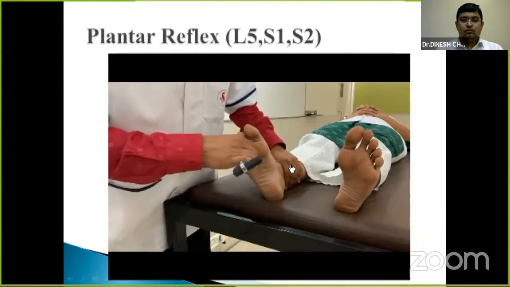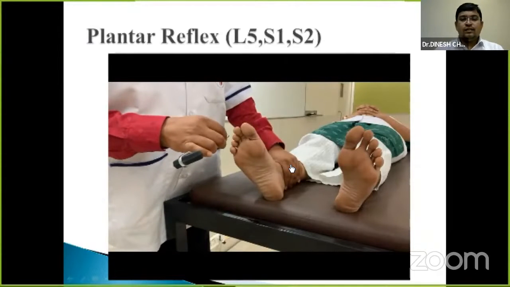So see the response. In the plantar reflex, when it is positive, that means the Babinski sign is positive. That means extension of the great toe and fanning of the other toes with dorsiflexion. That's called Babinski sign positive. Babinski sign negative means great toe flexion, with crowding of the other toes and plantar flexion. This is called Babinski sign negative, or the plantar response is normal.